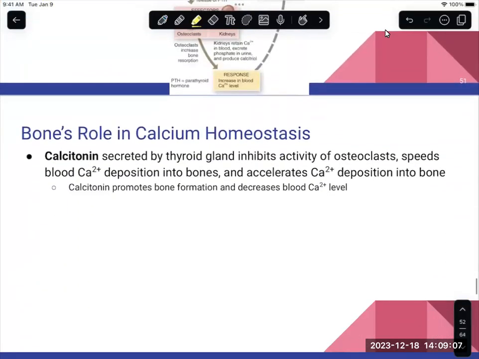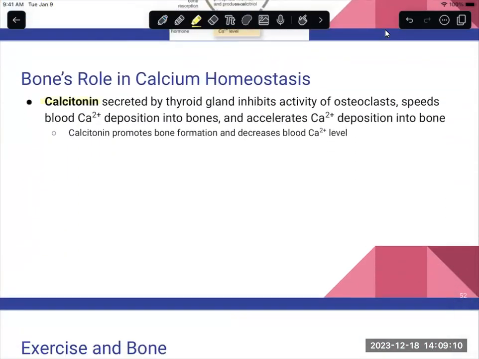The other hormone is calcitonin. This comes from the thyroid gland, and it's going to inhibit those osteoclasts. So we don't need to break down bone. Instead, we need to store that calcium in our bones. Why? It's lowering blood calcium levels. So we put it into the bones.